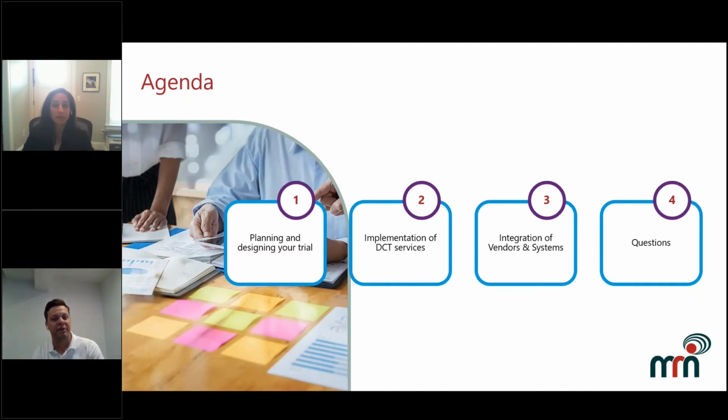The first thing we want to talk about is the planning and design of your trial and things that you can do. We want to talk about the implementation of the DCT service. We'll look at some of the integration pieces, both of vendors and of systems that you use, and we'll leave it open to questions at the end.